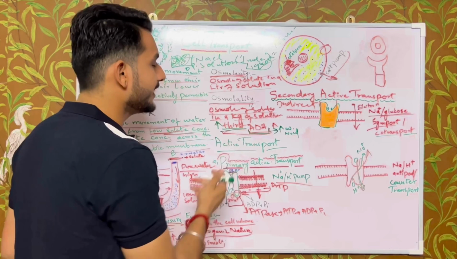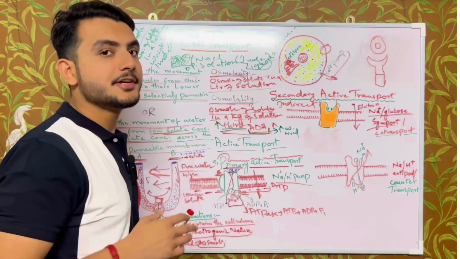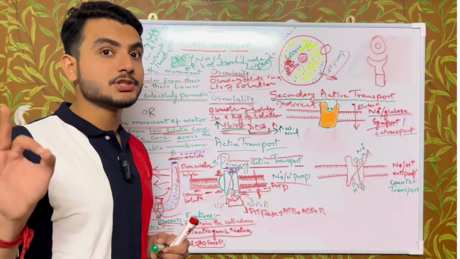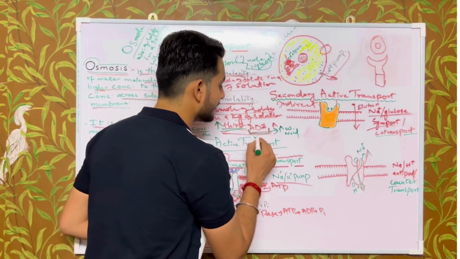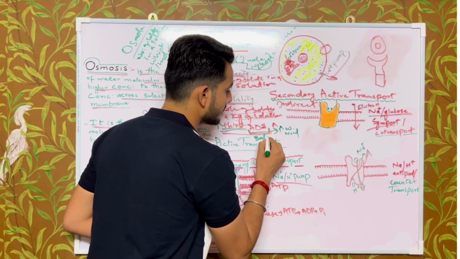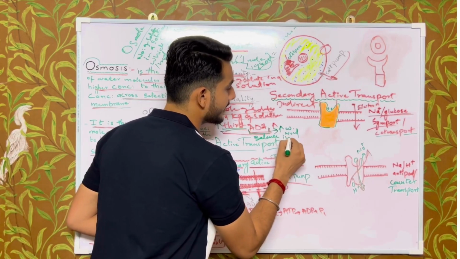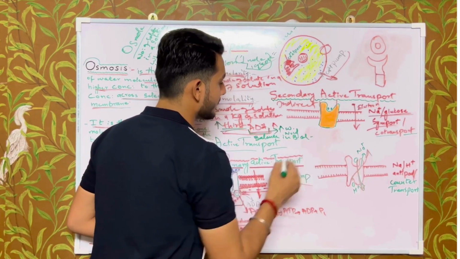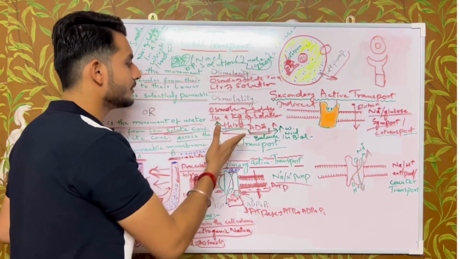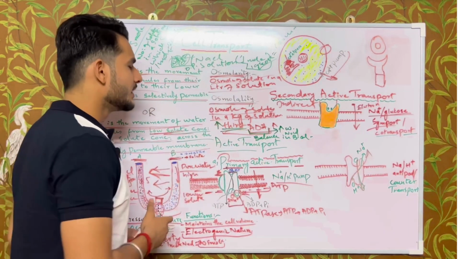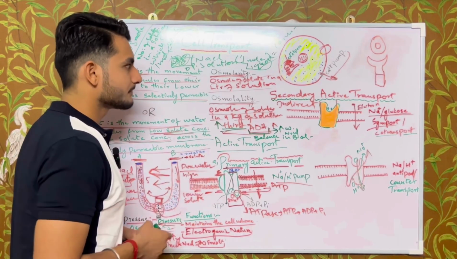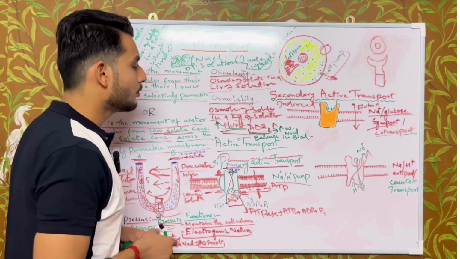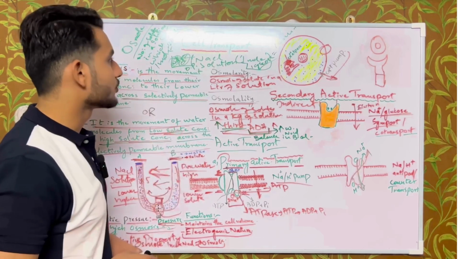This ADH in the renal tubules causes the reabsorption of water, and therefore causes balance in blood osmolarity. These regulatory mechanisms we will study in renal physiology. We have just discussed them in a very brief manner. So now we are done with osmosis.